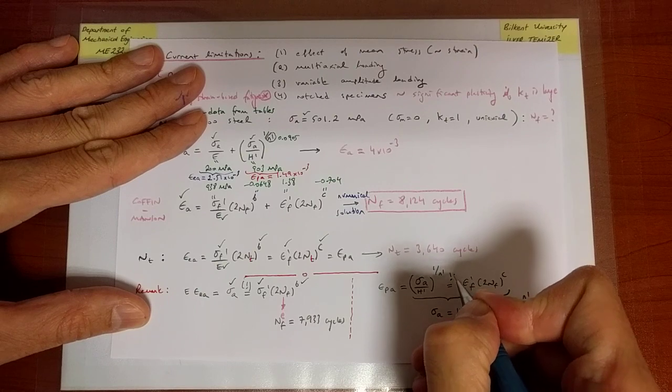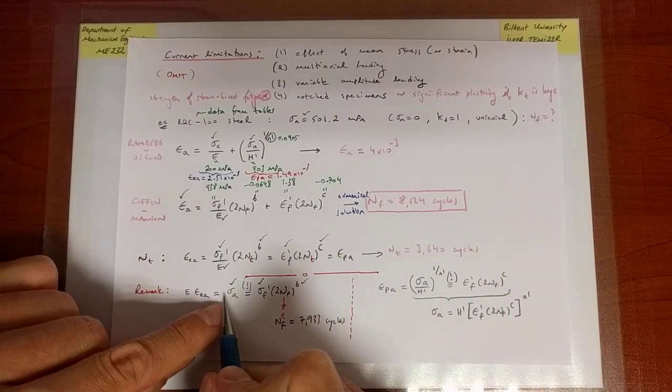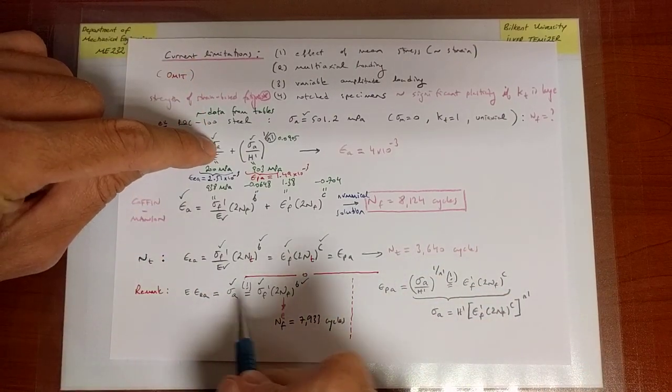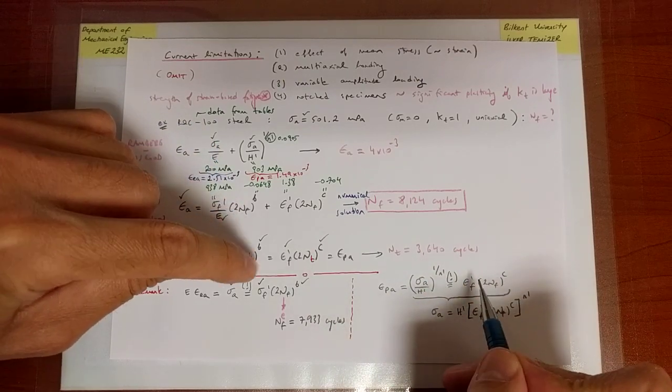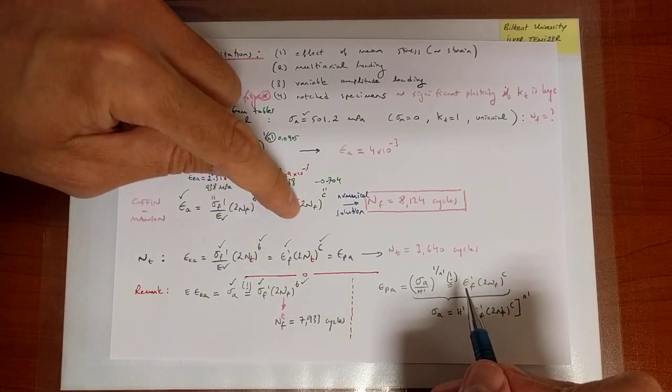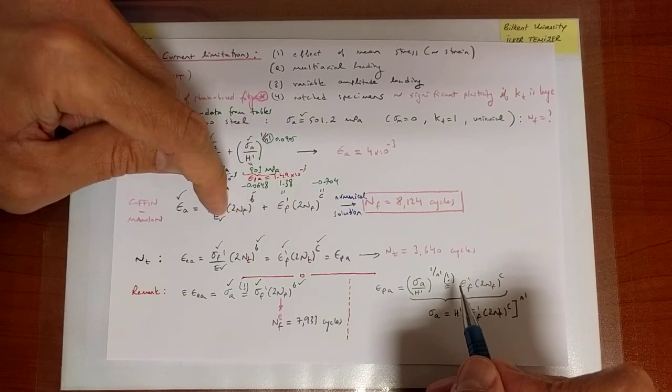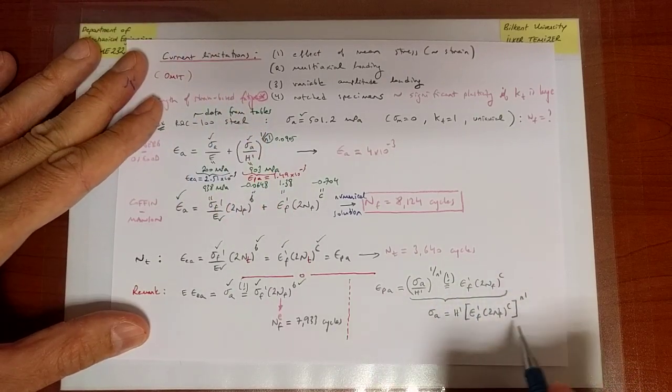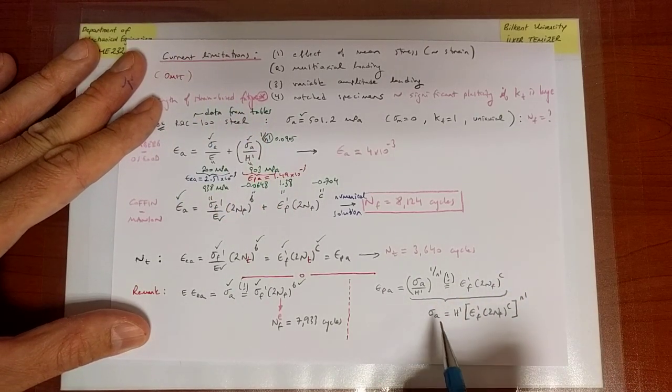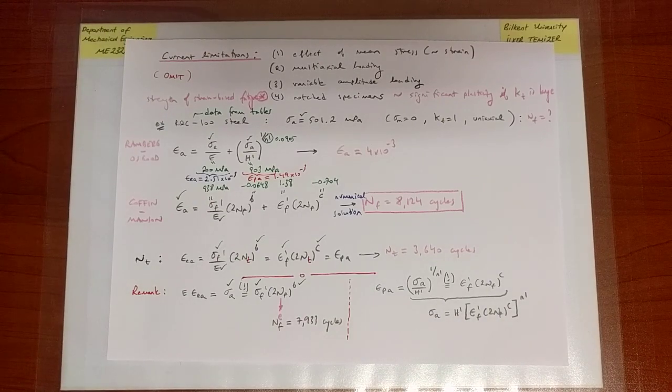Let me put an exclamation mark here, right? One side of the exclamation mark has to do with Ramberg-Osgood. The other side of that exclamation mark has to do with the Coffin-Manson relation. Okay, so here I got a relation for stress amplitude versus life that we hadn't seen before. Okay, and does it fit into the Basquin form?